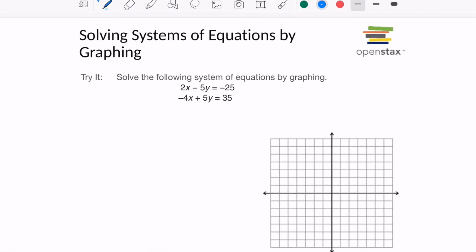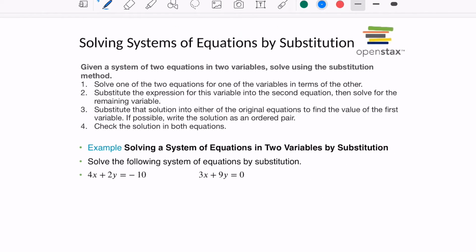So how would you solve this by graphing? Graph both the lines and find the intersection point. So this is how you can solve by graphing. You've already seen that graphing method before, so try it on your own. And let's come to the next method, by substitution.